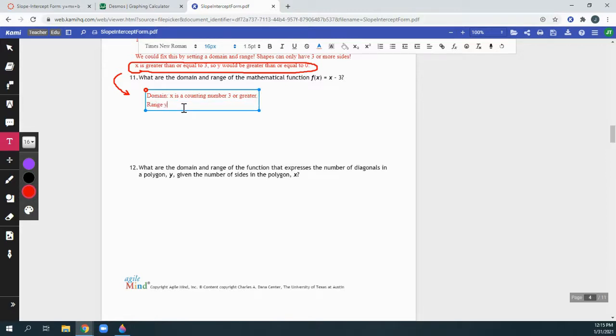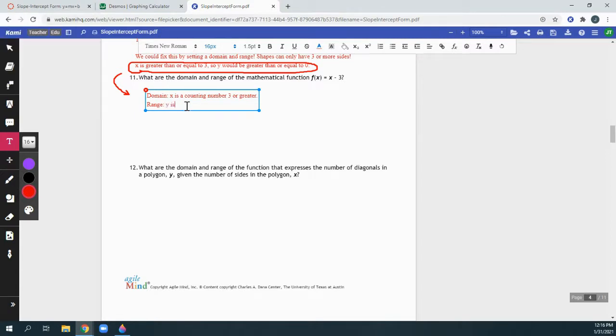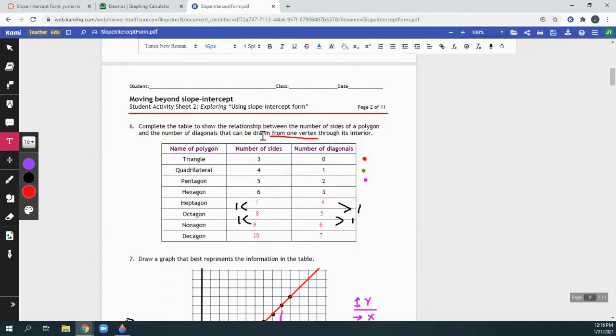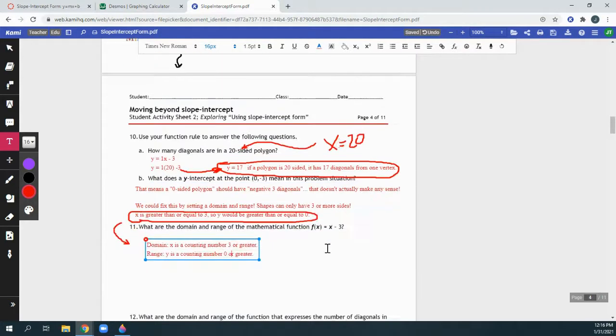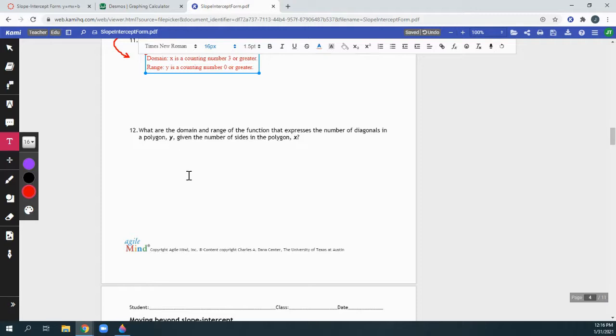And range, y. Well, if x is a counting number, so is y. Y is a counting number, 0 or greater. That's just kind of describing what we talked about. That's the table right here. The 3 and 0 and works up. It can go on forever, but it can't go down. You can't have negative sides. You can't have negative diagonals. That makes no sense. What are the domain and range of the function that expresses the number of diagonals in a polygon, y, given the number of sides in the polygon, x?